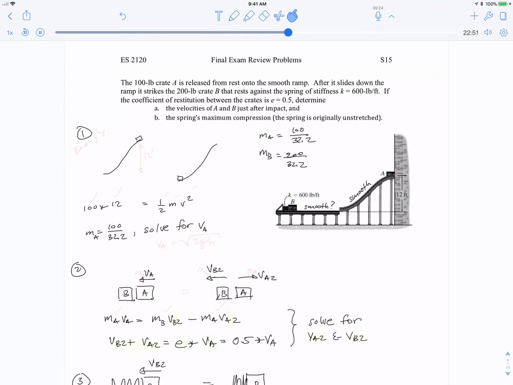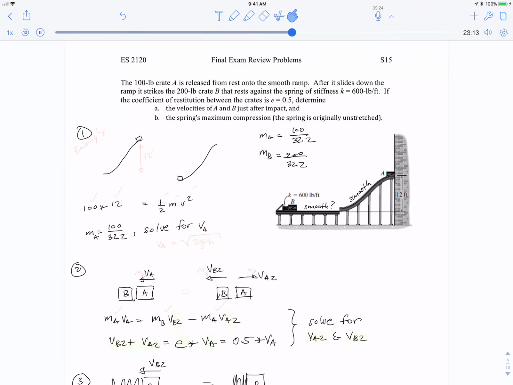So this is another energy, momentum, then energy problem. This one is actually not as complicated as the other one, and so this could be on a test. In fact, we did have a problem like this on one of our first tests, I think, or our second test. So what's going on here?